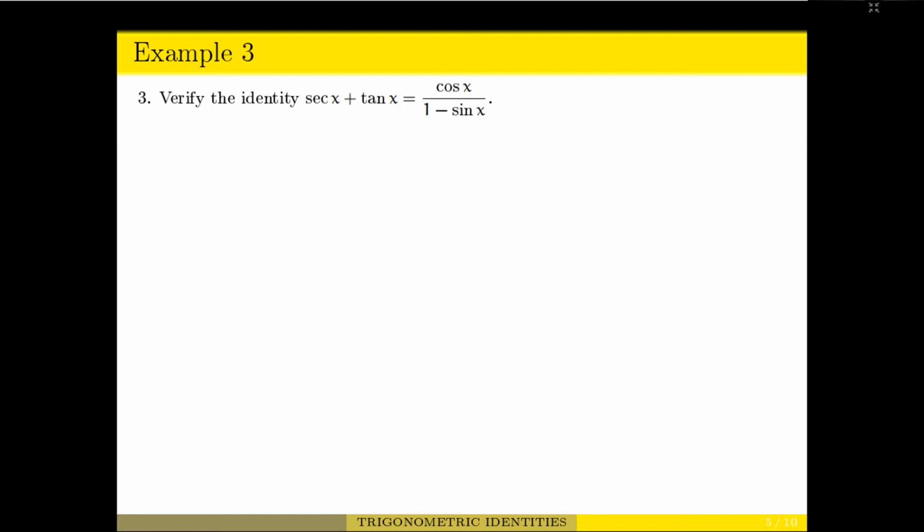Third example, verify the identity secant x plus tangent x equal to cosine x over 1 minus sine x. Now we can choose to simplify the right side of the equation, cosine x over 1 minus sine x. Notice that we don't have an identity equivalent to 1 minus sine x, but what we can do is force it to become an identity. So how are we going to do that? We will multiply both the numerator and the denominator by 1 plus sine x.